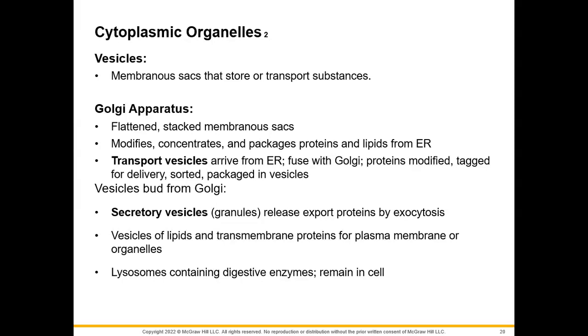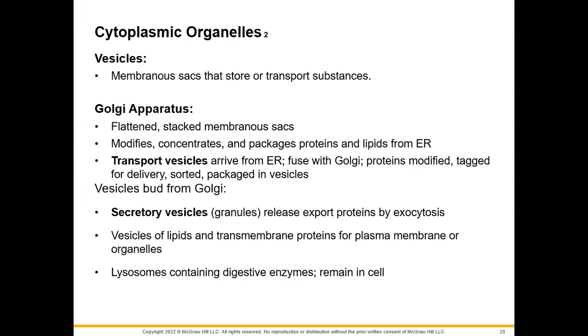Vesicles are membranous sacs that store or transport substances. The Golgi apparatus is flattened, stacked, membranous sacs. It's a lot like a post office, but it modifies its contents as well, which the post workers shouldn't do. So the Golgi apparatus takes in substances that were sent to it through transport vesicles. It modifies, concentrates, and packages them, mainly its proteins and lipids, from the endoplasmic reticulum.